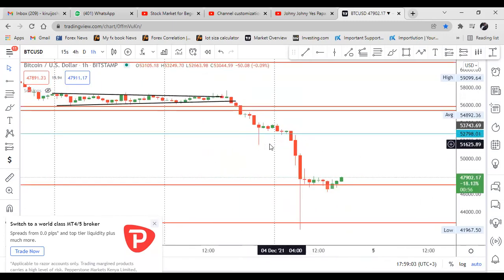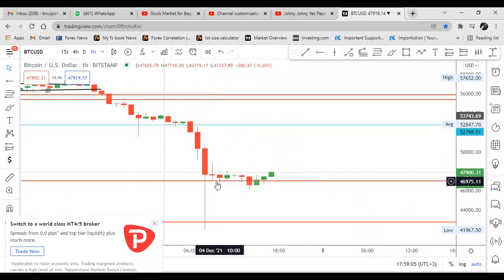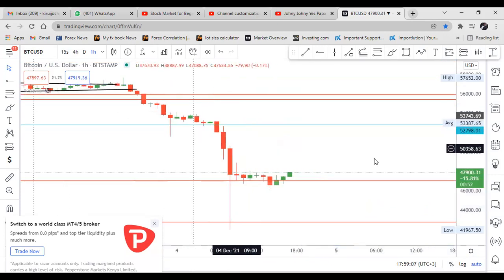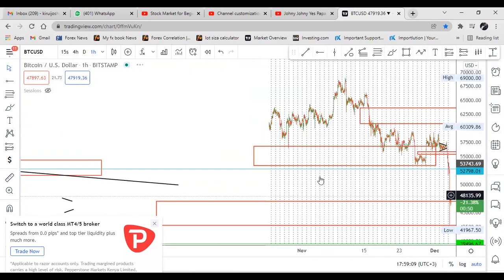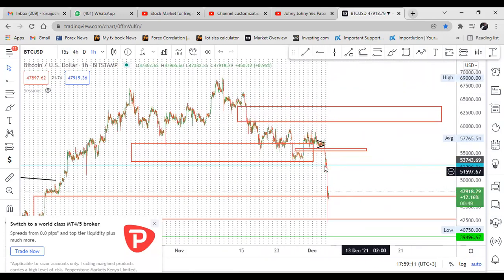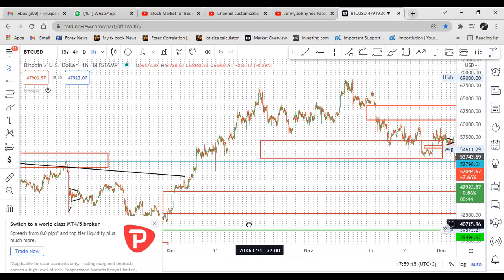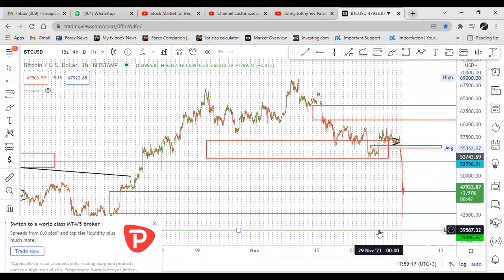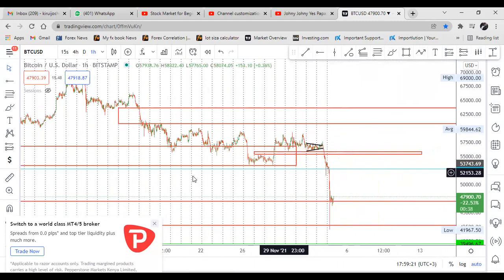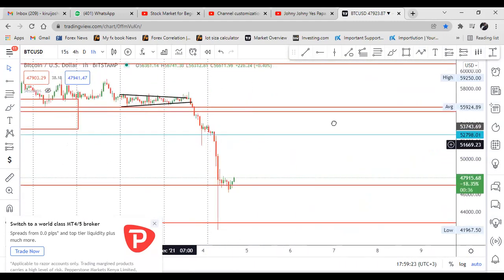And today, BTC has been going down. It has been going down, and I'm still expecting this Bitcoin to continue going down. This was my expectation. You can see this line that I've drawn. I'm expecting this Bitcoin to come to this low here, 39 something, 39.58. No problem.